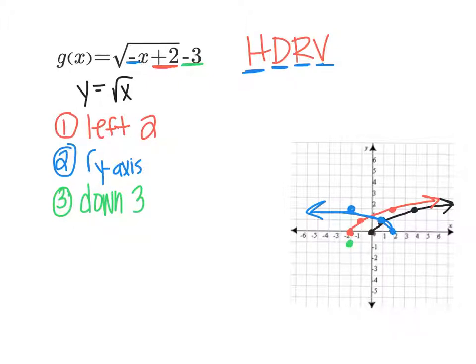Notice that each time I'm always going off of the last graph that I drew. I'm never going back to the original. So here is my final graph of g of x. By applying each transformation one at a time, I was able to come up with the graph of the square root of negative x plus 2 minus 3. Okay, let's look at another example.